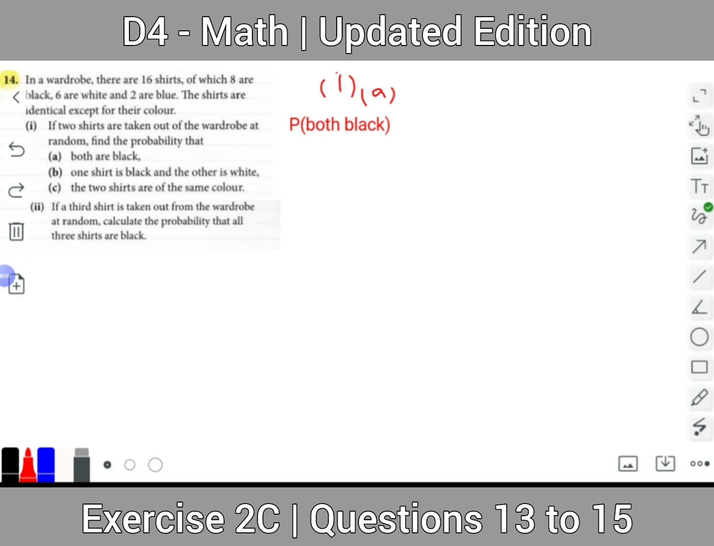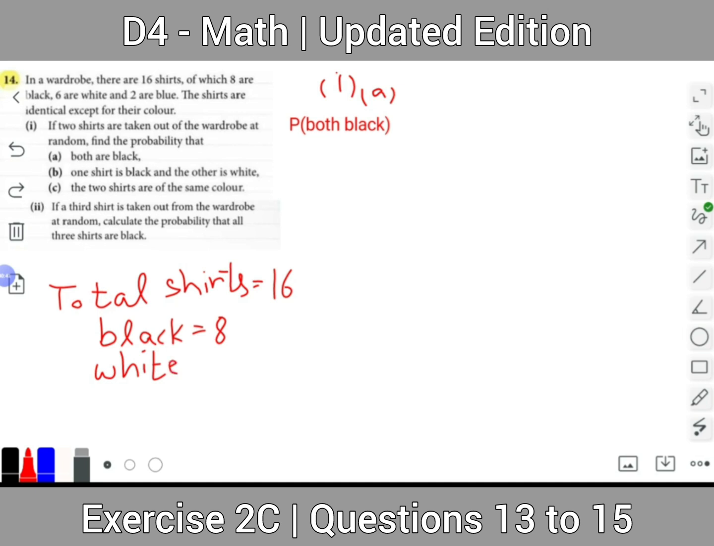white, and 2 are blue. The shirts are identical except for their color. In part 1, if two shirts are taken out of the wardrobe at random, find the probability that in part A both are black. Since total shirts equals 16, black shirts equals 8, white shirts equals 6, and blue shirts equals 2.